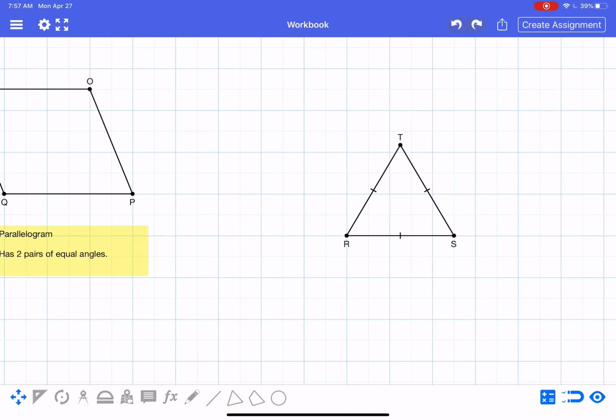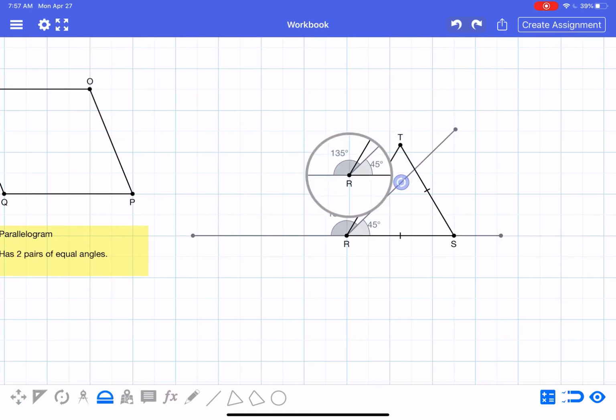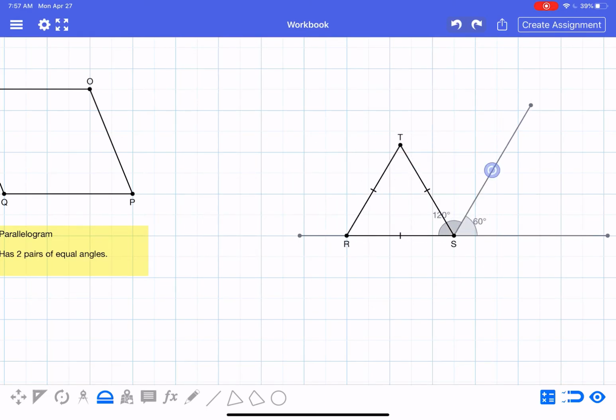You may remember from a previous lesson that this is an equilateral triangle because all the angles are equal and all the sides are equal. These little ticks here mean that the sides are equal and all the angles are equal. I can measure it to prove it. See that angle R is 60 degrees. I'll just do one more. You're going to have to take my word for the third one to save some time. But angle S is also 60 degrees.